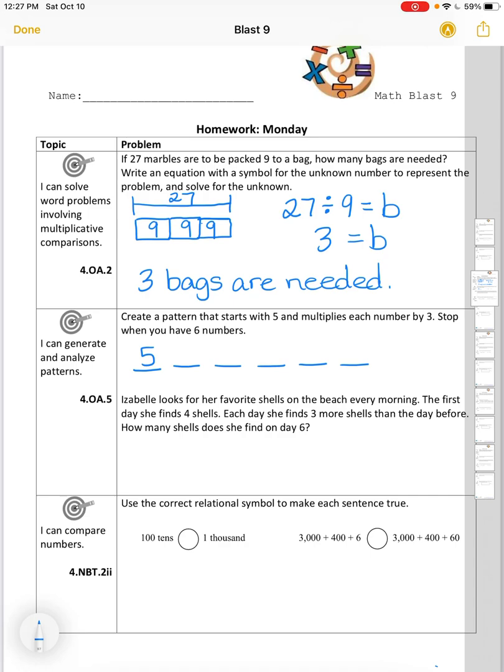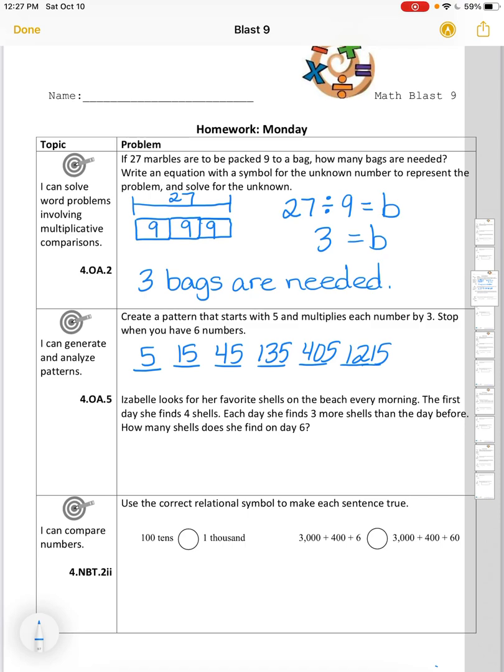All right, so 5 times 3, it multiplies each number by 3, so that would be 15. 15 times 3 is 45. 45 times 3 is 135. 135 multiplied by 3 is going to be 405. And then 405 multiplied by 3 will be 1,215. There are my 6 numbers in the pattern.